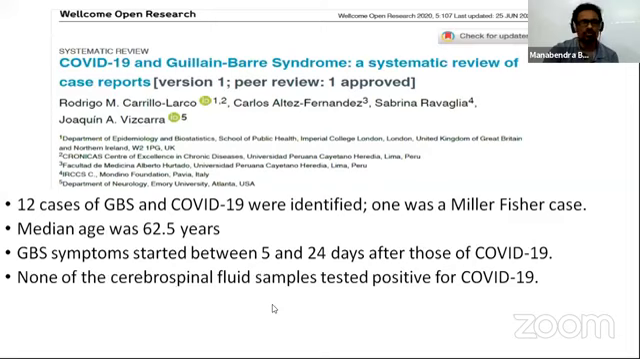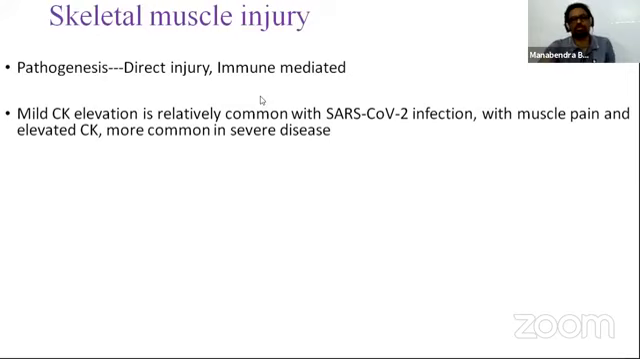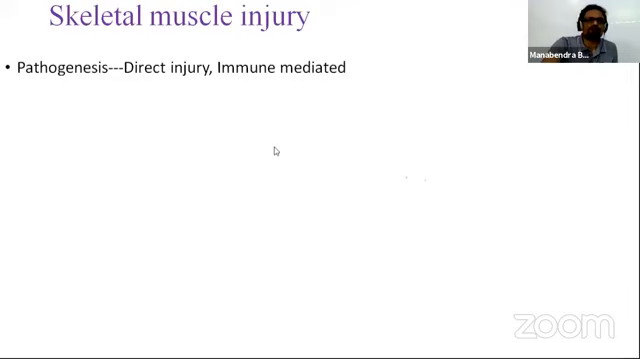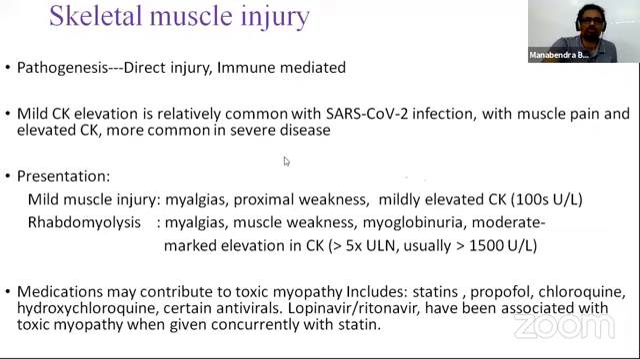Skeletal muscle injury, as mentioned, direct injury can cause skeletal muscle injury. There may be immune-mediated injury. And in most of the cases, mild cases, there are mild CK elevations. But severe cases can cause rhabdomyolysis, with huge elevations of the CK. So all these things can occur in skeletal muscle injury. And there are so many studies to document this.